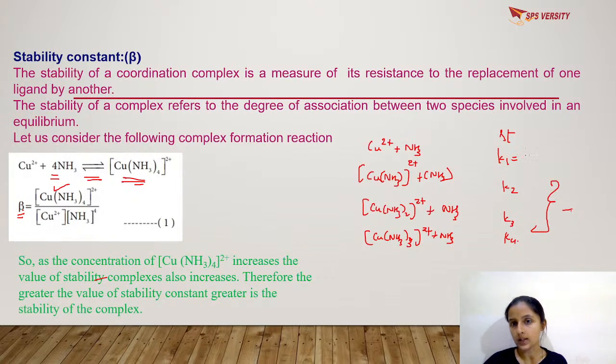How are you going to write K1? The complex [Cu(NH3)]2+ over the concentration of Cu2+ times NH3. And the second one, I'm going to erase the mess I have created.